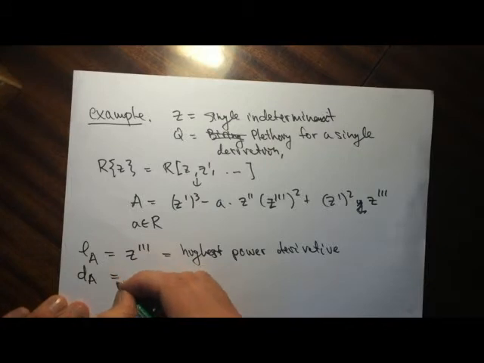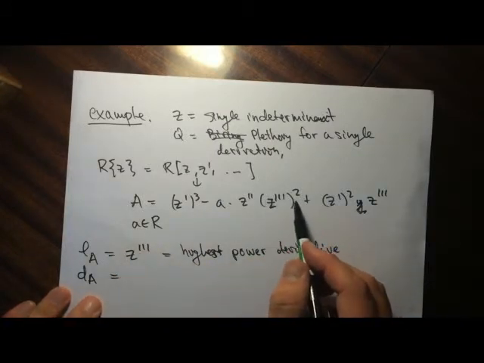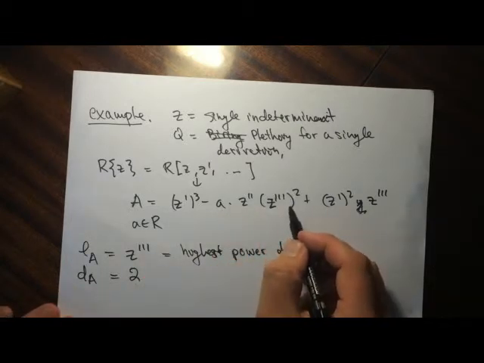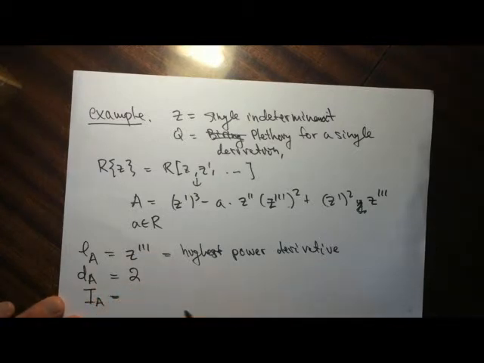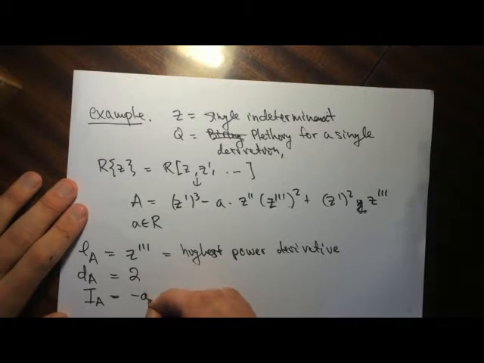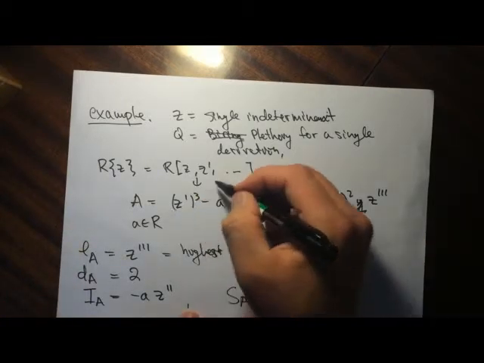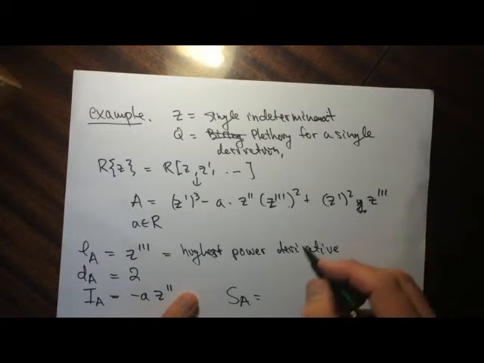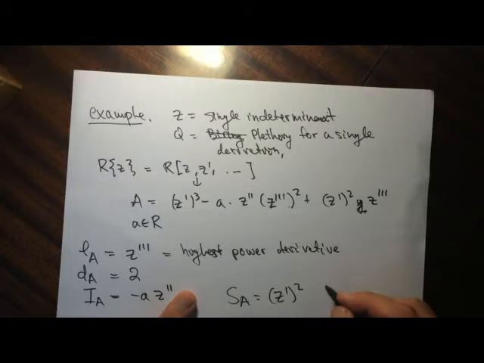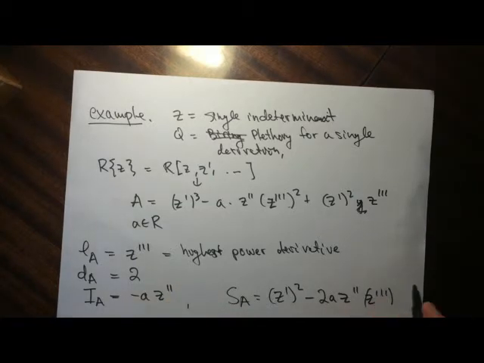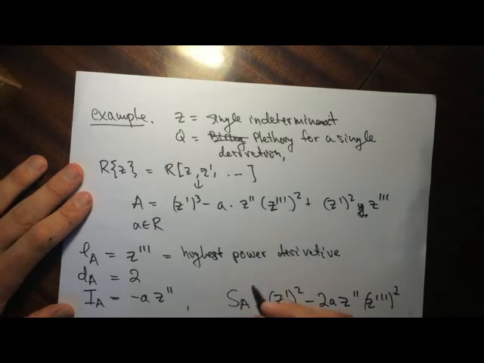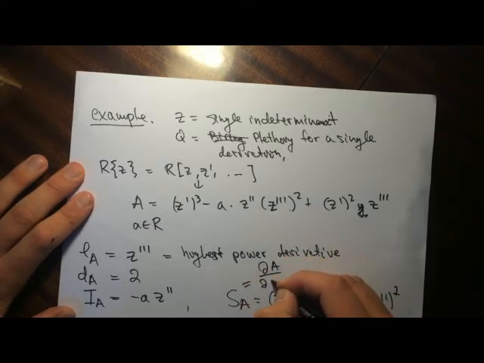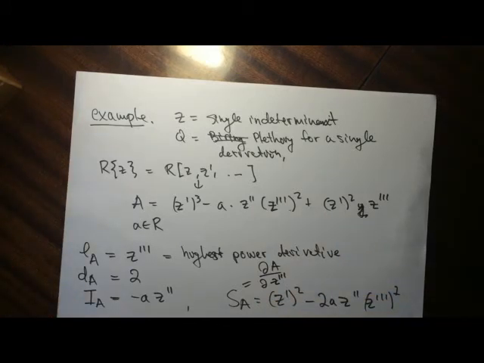The degree of A, we look for the highest power of the leader, so this is 2. It comes from this term. The initial of A is the coefficient of the highest one, so this is minus a times z prime prime. And then the separant of A, now we take the partial derivative of this thing with respect to the leader, so this term goes away, and then this just becomes a constant thing. So this is z prime cubed, and then we have minus 2a z prime prime times z prime prime prime to the first power, 2 minus 1. So we took the partial derivative, again with respect to z prime prime prime. Okay, and so that's an example.